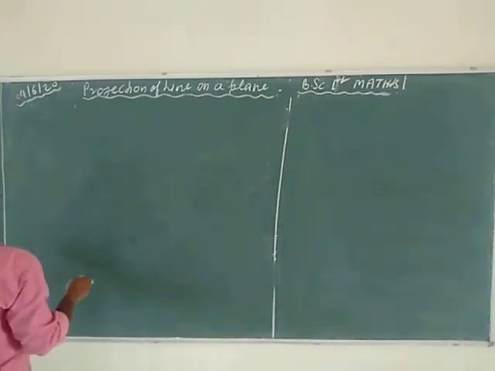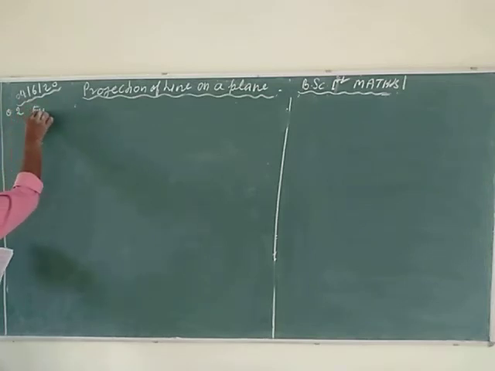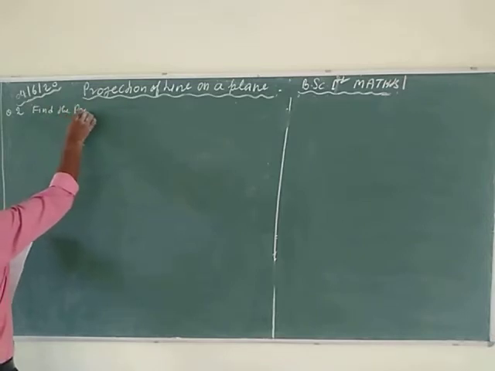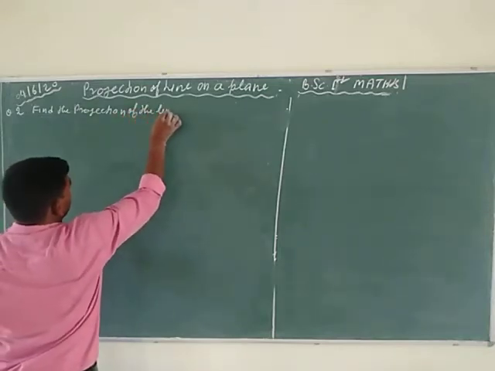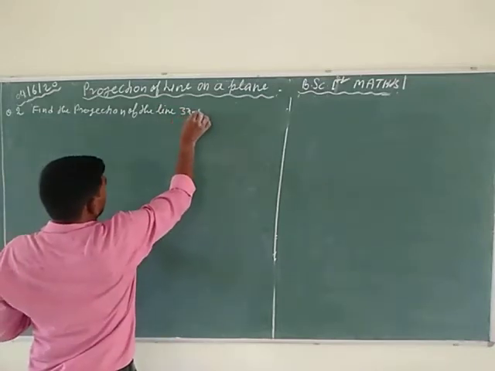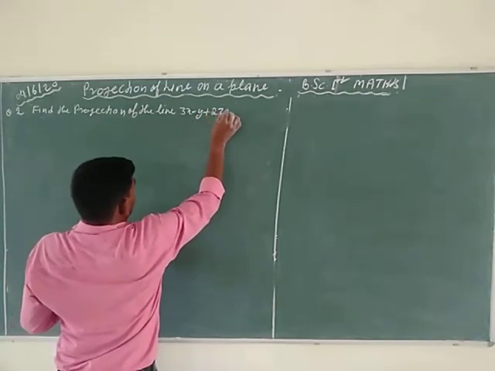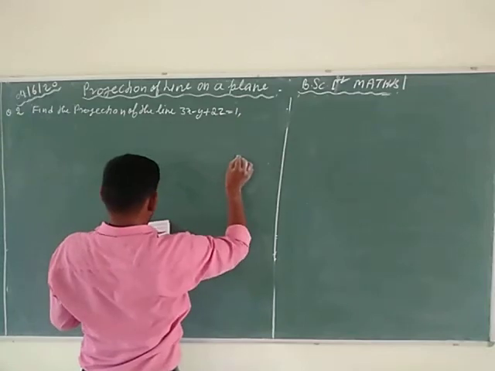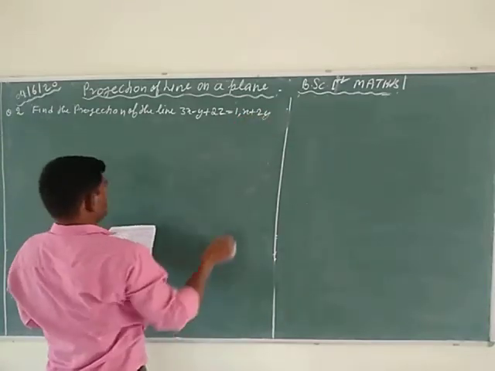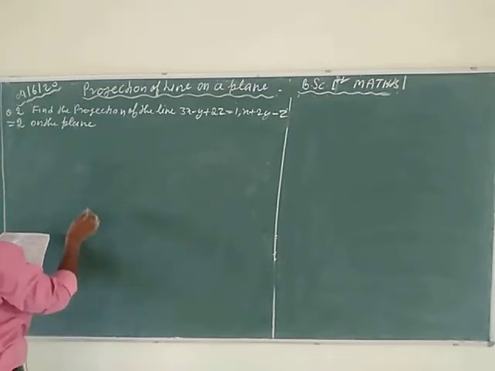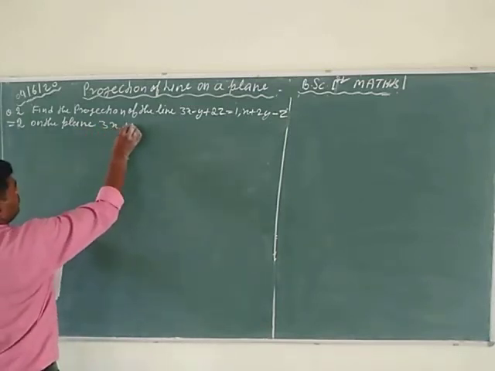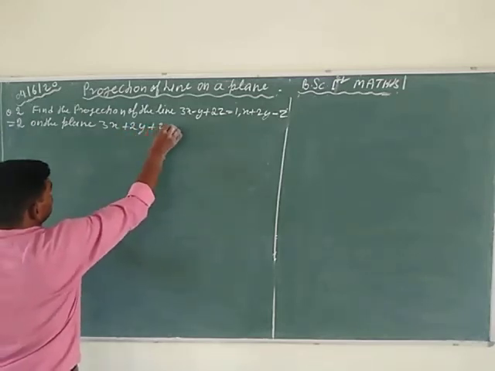Write the question second. Find the projection of the line 3x minus y plus 2z is equal to 1, x plus 2y minus z is equal to 2, on the plane 3x plus 2y plus z is equal to 0.